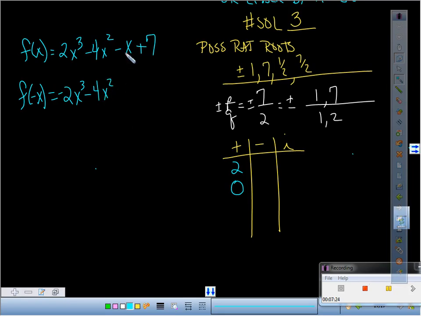This guy has an odd exponent, so I'm going to change his sign. People, this one doesn't have an x. You can't change his sign. He's constantly 7. It's all he ever is. He never gets to be anything else.